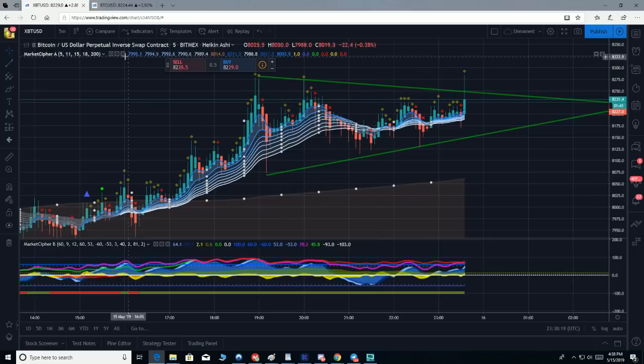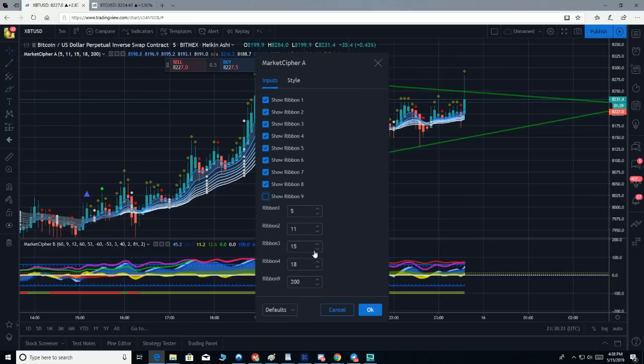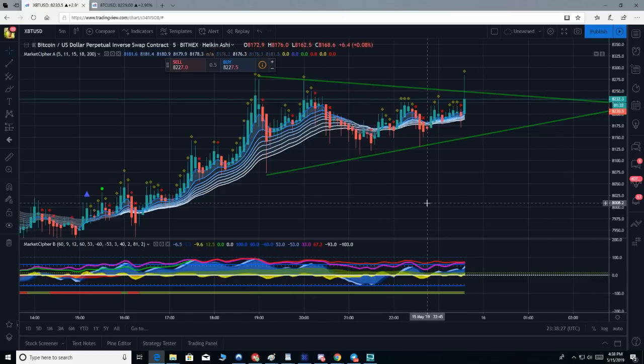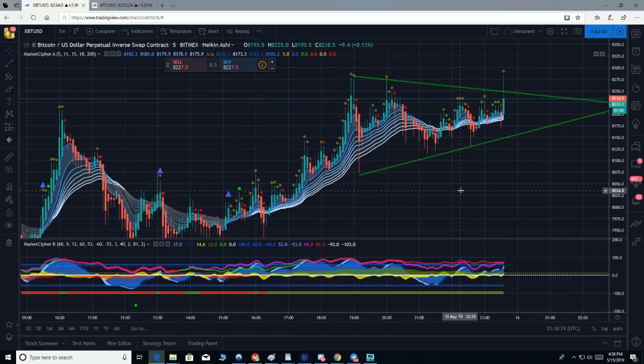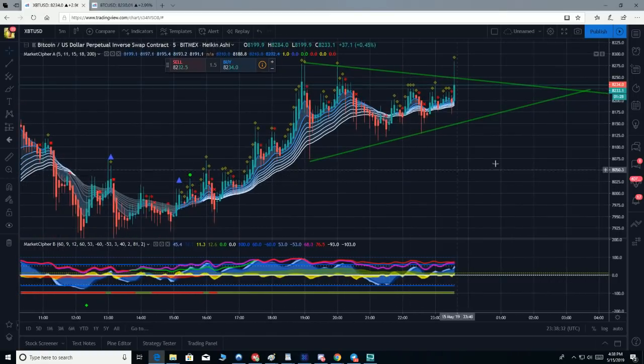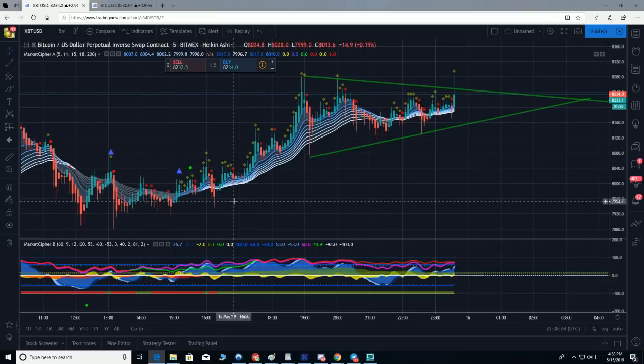Some people like using this, some people don't. My brother likes doing it. I'm not really big on it. You can adjust your ribbons here if you'd like to. It's something else to kind of give you a pattern idea of the momentum of the market. Momentum, very important.